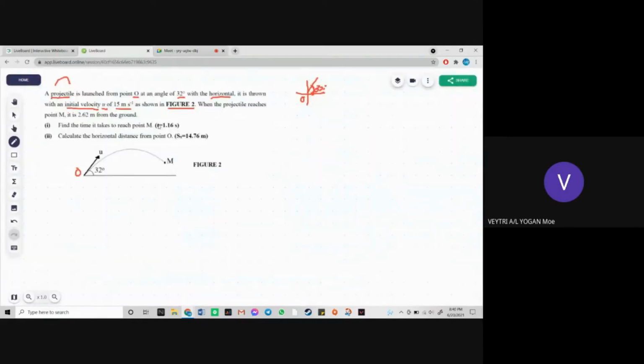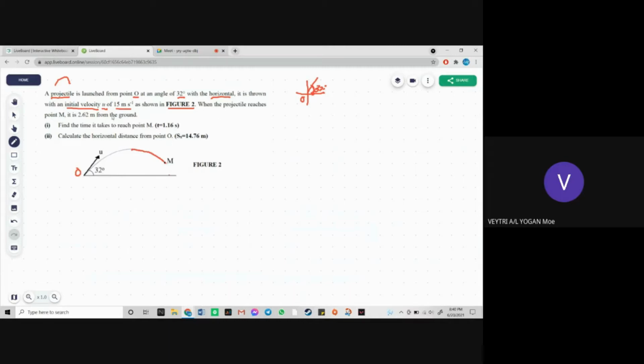Okay. So now, when the projectile reaches point M, okay, point M dekat sini, what do you have to take note? You have to take note that point M bukan jatuh bawah. It is somewhere in the air. Nombor satu, it is somewhere in the air. Nombor dua, it is on the way down. Kenapa? Sini paling atas kan? It is on the way down. Okay, it's not on the way up. It's on the way down. Okay, now.